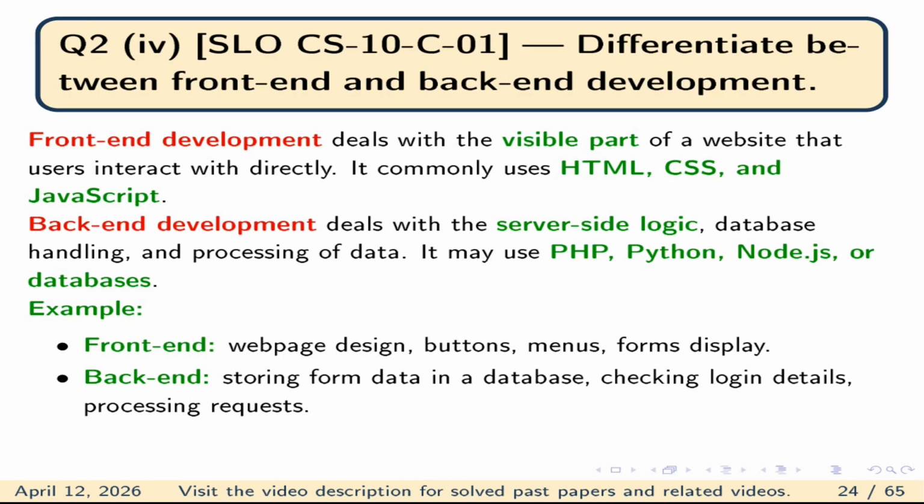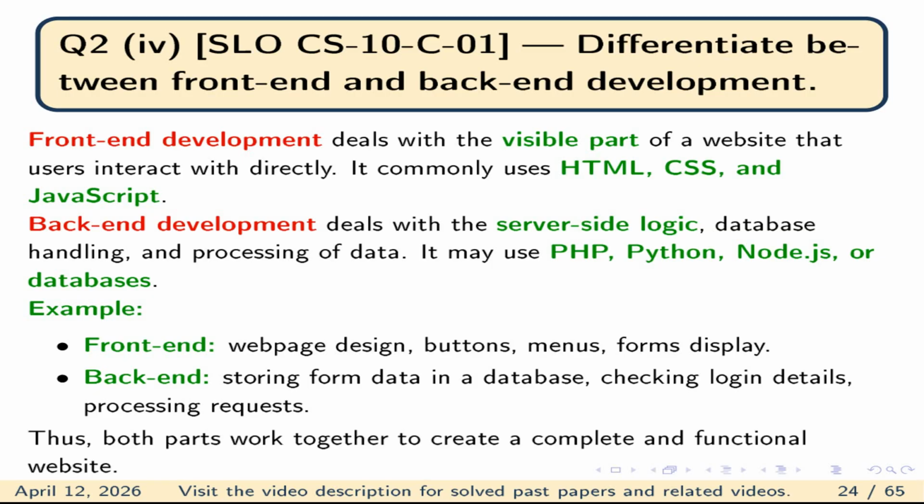Front-end examples are web page designs, buttons, menus, forms display. While backend example is storing form data in a database, checking login details, processing requests. Thus, both parts work together to create a complete and functional website.